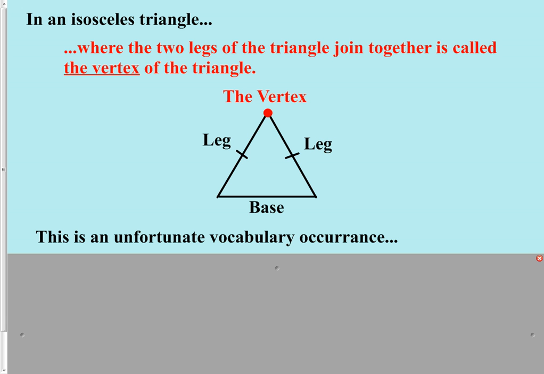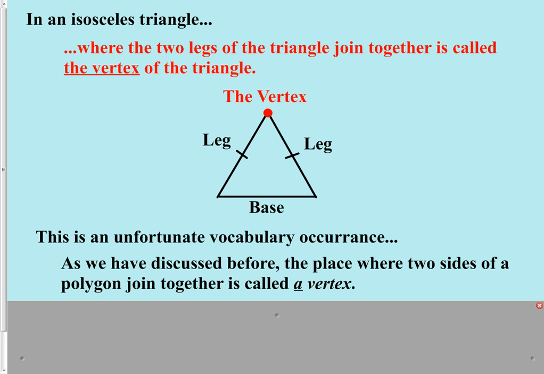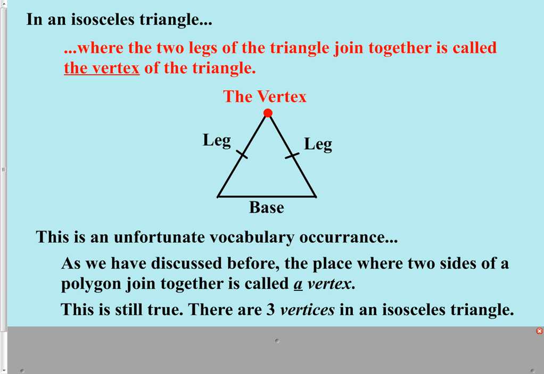Now, this is a rather unfortunate vocabulary occurrence, and it is not the last time that we are going to see such an unfortunate occurrence. We have discussed the term vertex before. Okay, a vertex is a corner point where two sides of a polygon join together. Now that is still absolutely the truth. A vertex is still where the two sides of a polygon join together. In this triangle that we are looking at, there are three vertices, which is the plural of the word vertex, three vertices in our isosceles triangle.